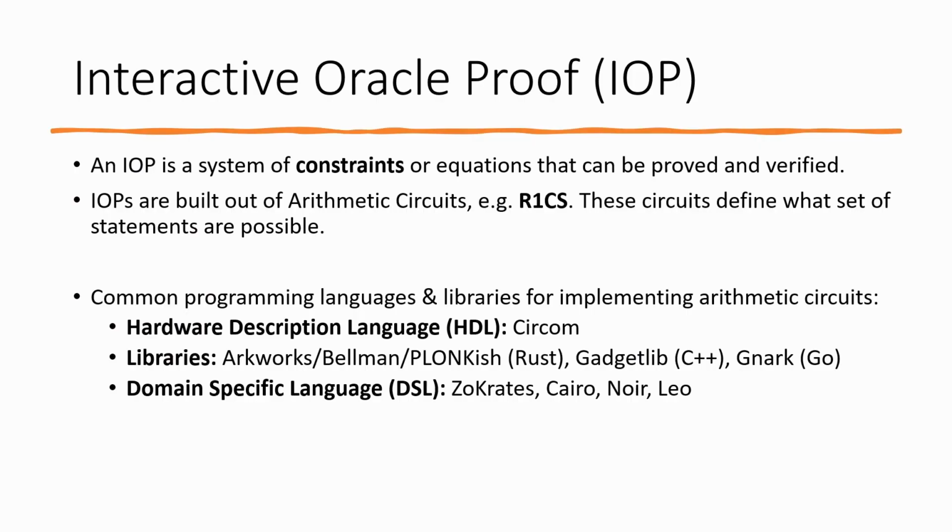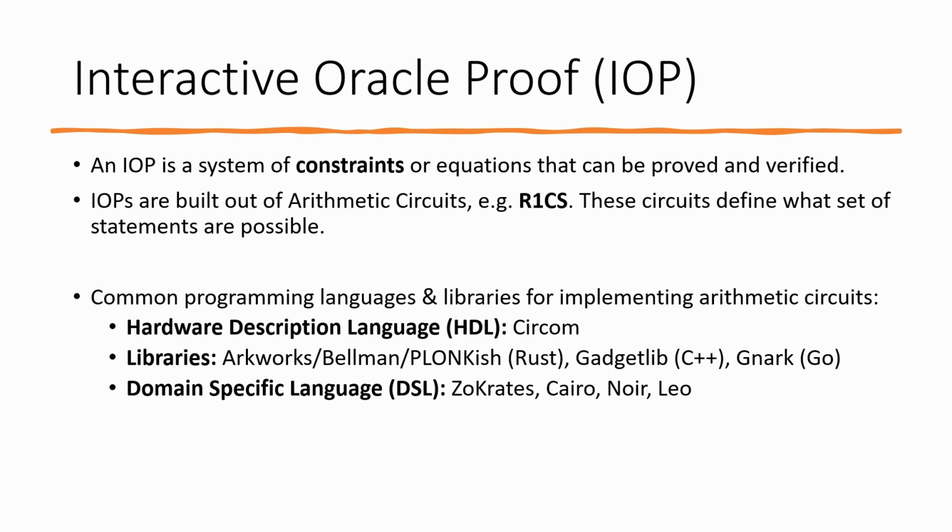We'll start with the interactive oracle proof, or IOP. An IOP is a system of constraints or equations that can be proved and verified. The system of constraints is the language of the proof system. These constraints are implemented as arithmetic circuits. A popular format is Rank 1 Constraint System, or R1CS. These circuits define what set of statements are possible.